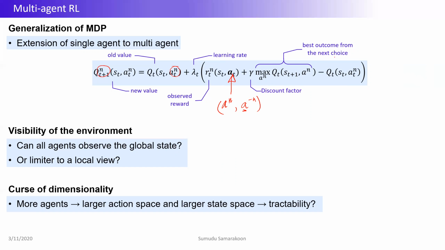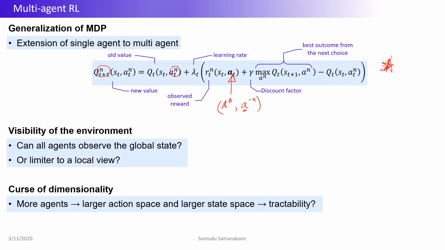Now the question is whether this is going to work. This requires agents to observe the true state, but with many agents, it is not guaranteed that all agents can observe the global state. In that case, they are limited to their local view. Then it has been found that this Q update might not result in the optimal decision.